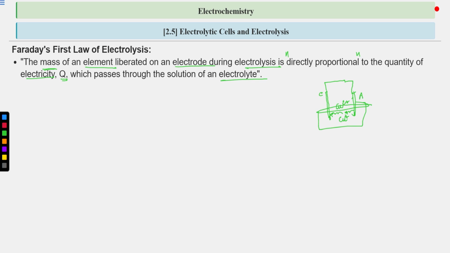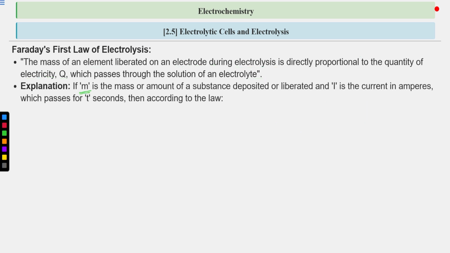So what the law is saying is that the mass of an element liberated on an electrode. Now what is the mass of the element which is depositing over the electrode, here in this case the cathode? That mass, during the electrolysis process, whatever is the mass of the element which is liberating at the electrode, is directly proportional to the quantity of the electricity you are providing to the electrodes, which is represented here as Q, which passes through the solution of an electrolyte through this wire. This is what the first law of electrolysis is saying.